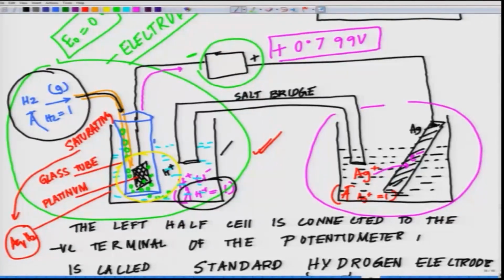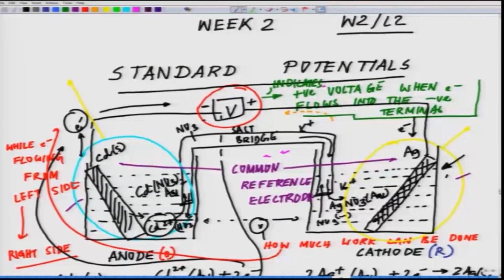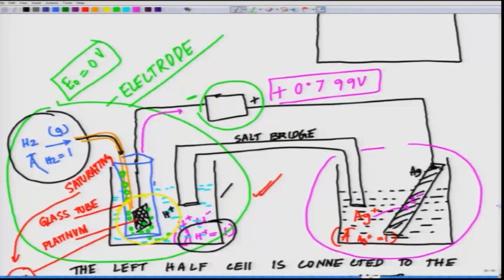If you remember, I told you something earlier, in one of the previous classes, about the potentiometer. A positive voltage indicates that electrons flow into the negative terminal. So you are observing a positive voltage here, which means electrons are moving onto the negative terminal. The electron flow is like this: from the standard hydrogen electrode, the electrons flow in this direction and eventually reach the Ag.